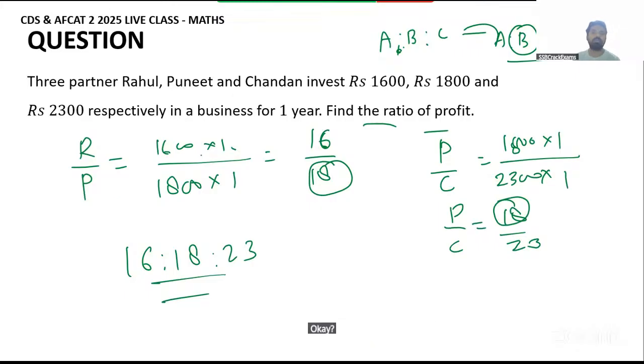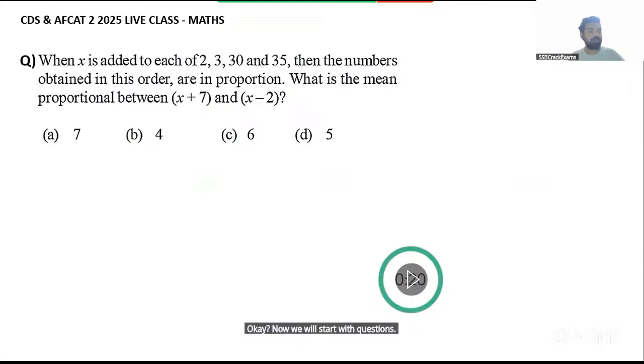Okay. Now we will start with questions. We are done with the conceptual part and examples. Now we will start questions and try to do them as fast as we can. I will not do a lot of questions, just 12 or 13 questions. That's it, because it might be enough for you. So try to do the first question. Whenever you have done it, please let me know.